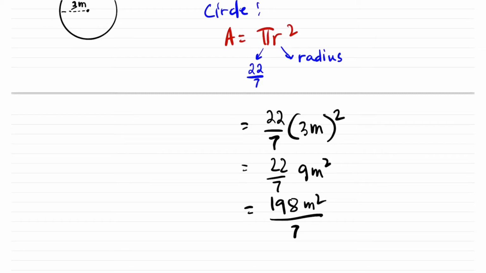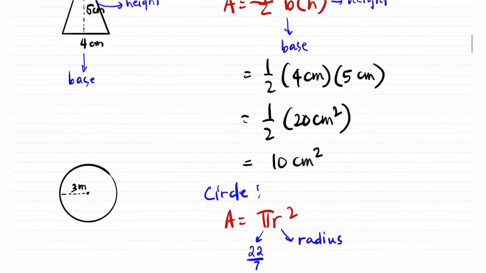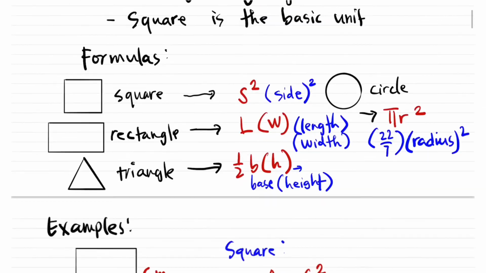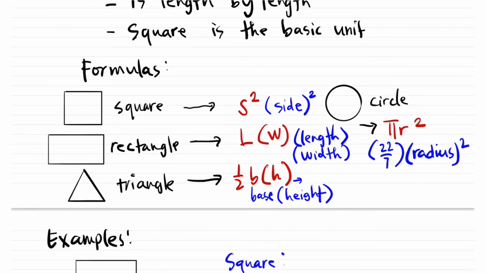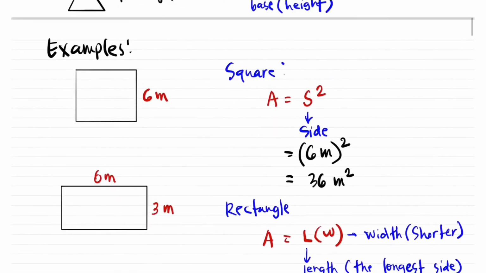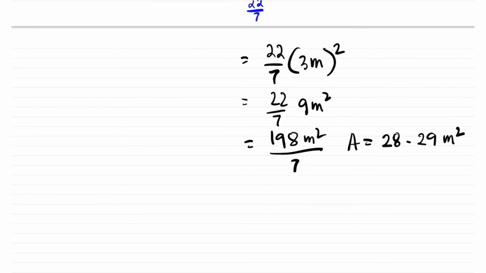Alright, so divided by 7. So the answer would be 28. So the answer here is area is equals to 28.29 meters squared. So remember the formula for areas of the 4 basic shapes of a polygon: square, rectangle, triangle, and a circle. Then we have here some basic examples.